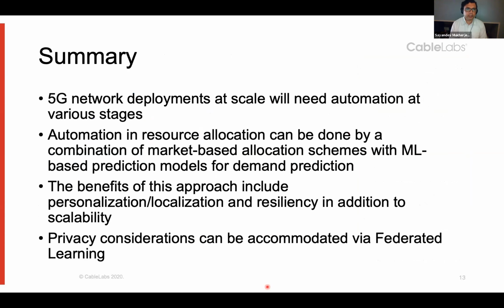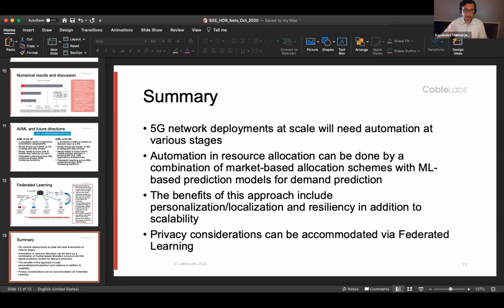Okay, so in summary, 5G network deployments at scale will require automation. I think that is widely accepted. And this automation in our proposal will be done by a combination of a market-based allocation scheme with machine learning-based prediction models. The benefits of this approach include the capability for personalization and localization and resiliency. And these will be facilitated by and accommodated via federated learning. And with that, I will conclude my presentation. Thank you very much. I will be happy to take any questions.